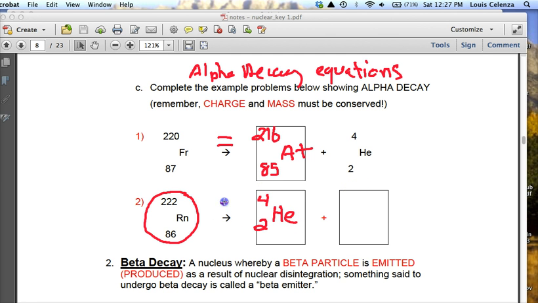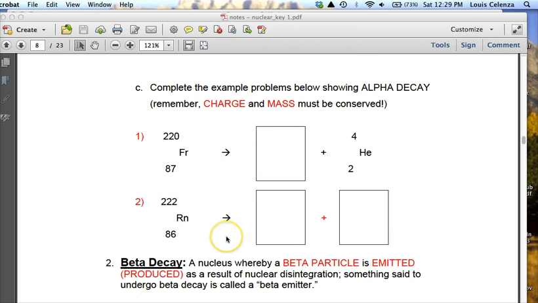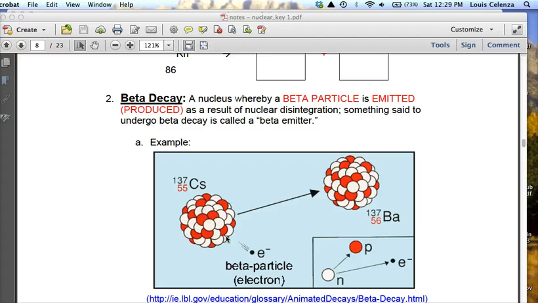Again, this is still an equal sign. So I know that this is going to be 218 because 218 plus 4 gives you 222. And I know the atomic number of the new element has to be 84 because 84 plus 2 is 86. And if you look on your periodic table, the element with atomic number 84 is polonium. So that's a couple of examples of alpha decay. Let's do the next one, which is beta decay.